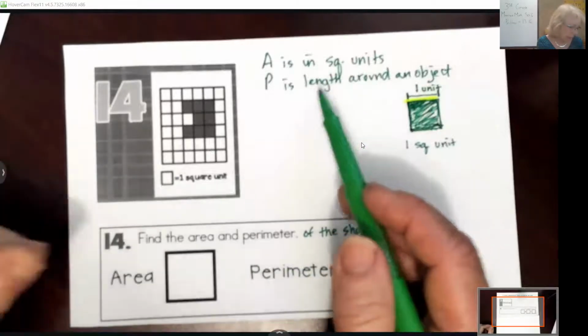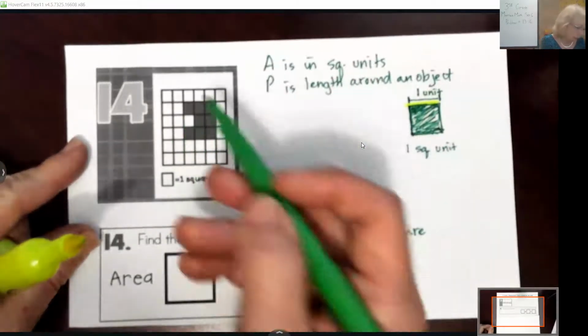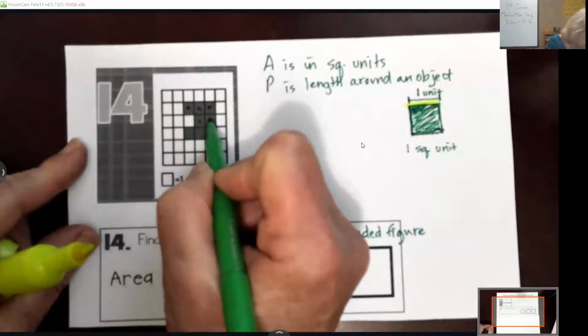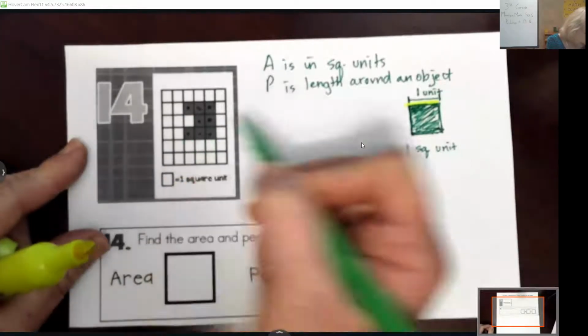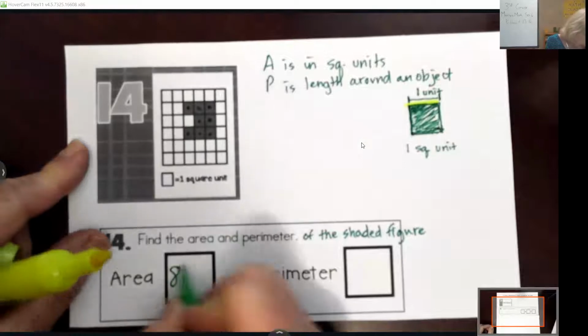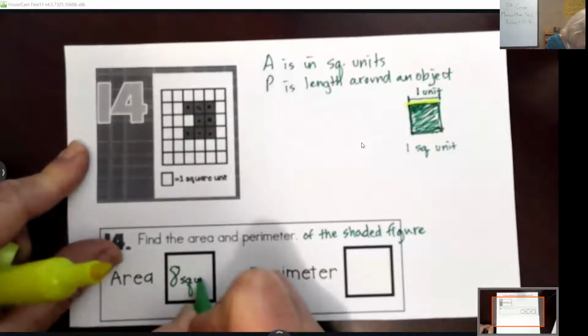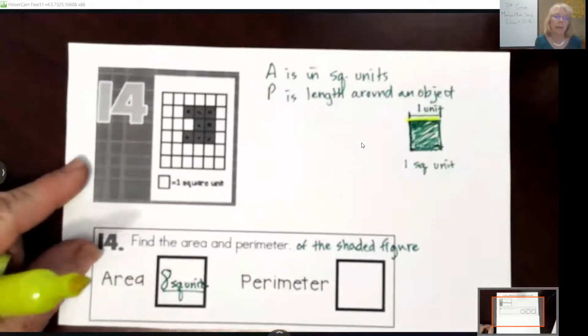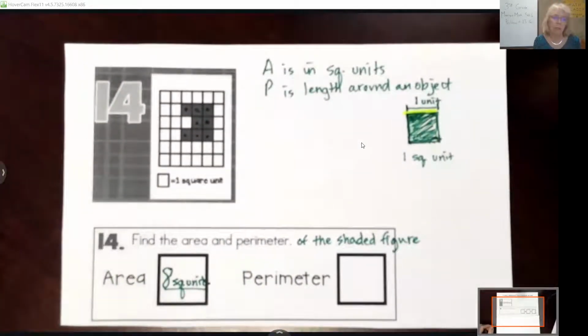So first, to get area, we're going to count the squares. So go ahead and count with me. 1, 2, 3, 4, 5, 6, 7, 8. So our area is 8 square units. And I always like to label, not just put the number 8, so we make sure we know what we're talking about.